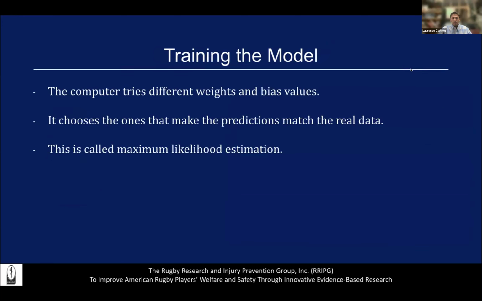So you have to train the model. The computer is going to try a bunch of different weights and biases based on your data. It's going to choose the one that makes the most predictions that match the real data. And this overall method of training the model is called maximum likelihood estimation.